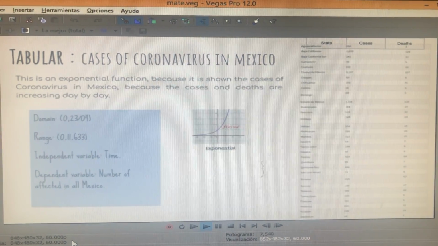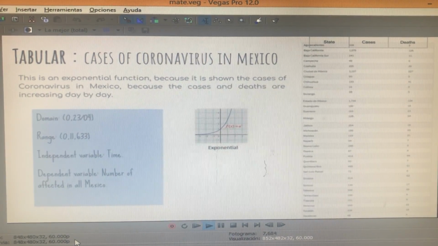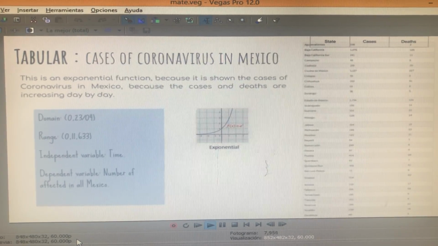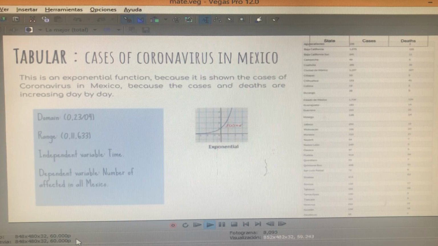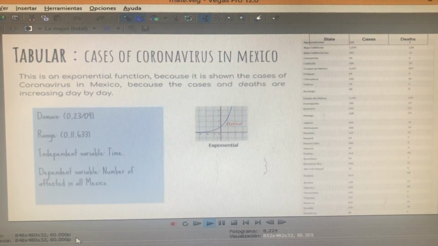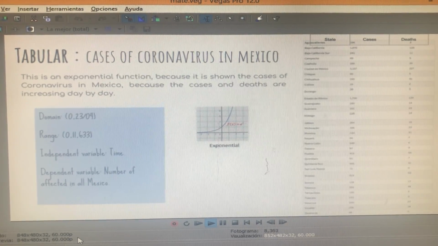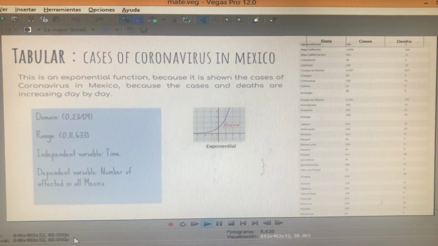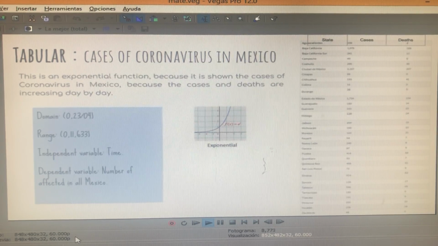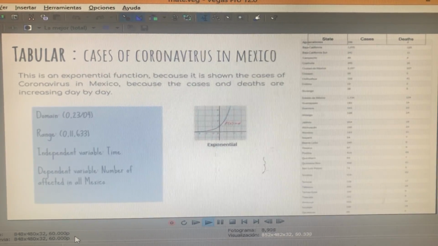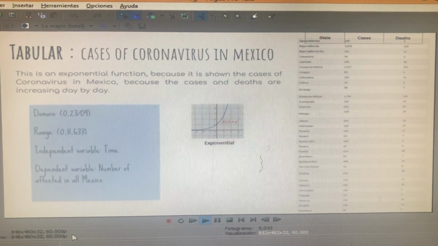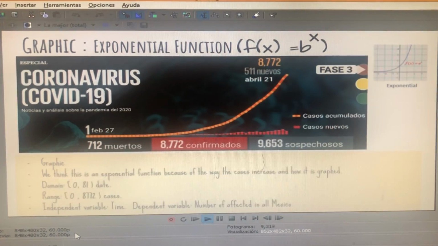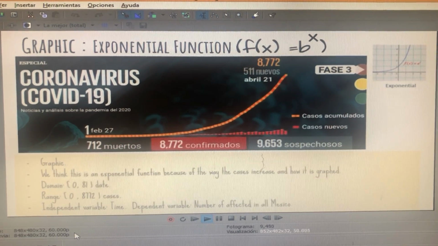In this data table, it is shown the cases of coronavirus in every state of Mexico. This is an exponential function because the deaths and the cases are increasing day by day. The domain, which is the independent variable that represents the time, starts in 0 to April 23rd, and the range, which is the dependent variable that represents the number of affected people in every state of Mexico. It starts in 0 to the total cases nowadays, which are 11,633.